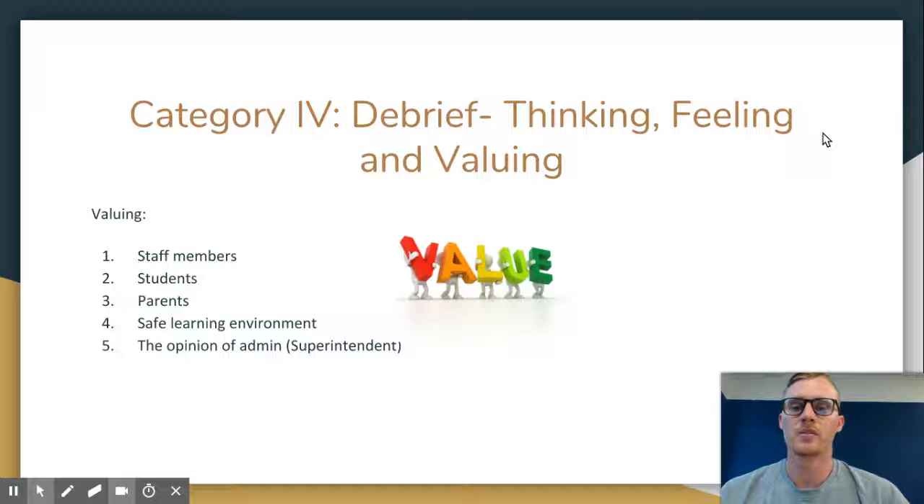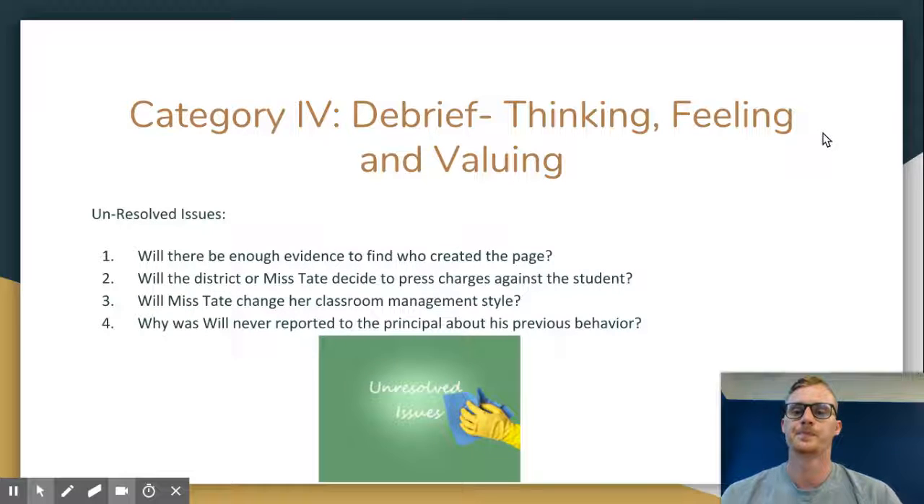Number 3, I value the parents, and I want to communicate with them if their student is involved in the situation. I value a safe learning environment, and I also value the opinion of the superintendent. I want to keep them in the loop. I want to use them as a resource for this investigation as well.